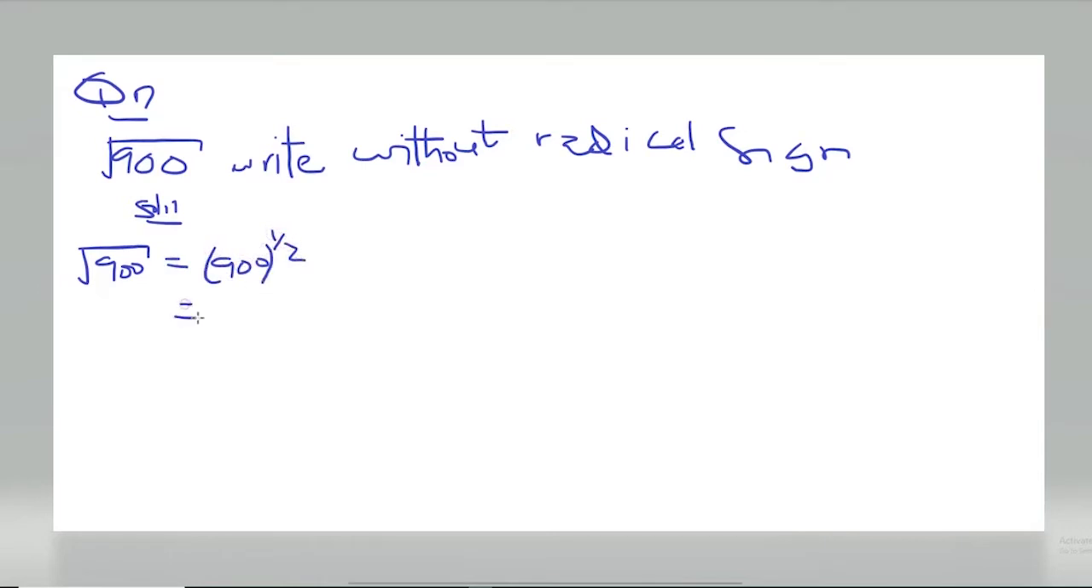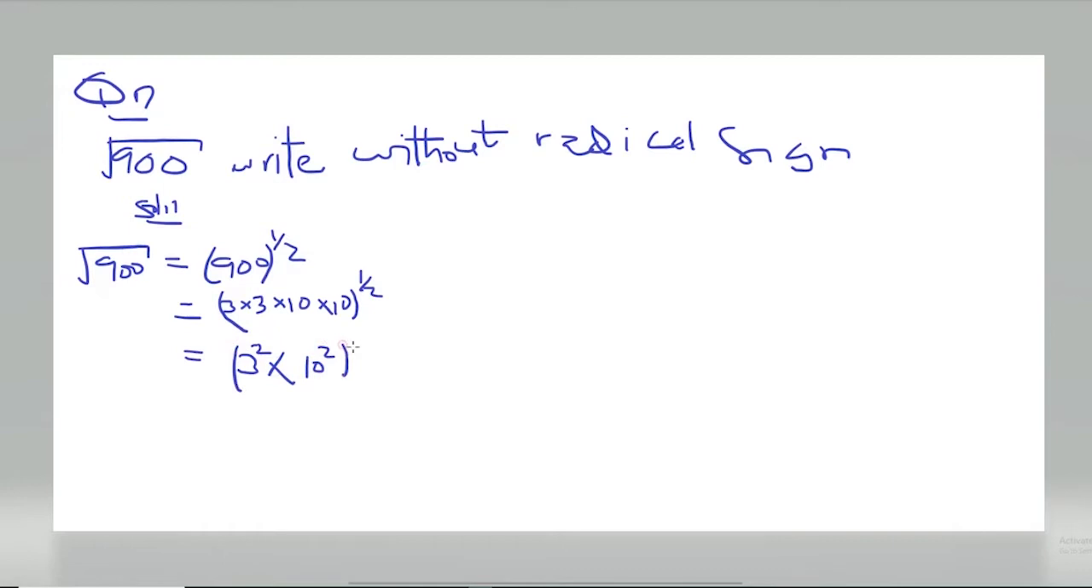Now find the factors of 900. The factors of 900 are 3 times 3 times 10 times 10. Then this will be equal to that, all to the power half. If you have not understood what you have done here, please refer to my previous sessions. Therefore, 3 times 3 is equal to 3 squared, and 10 times 10 is 10 squared.